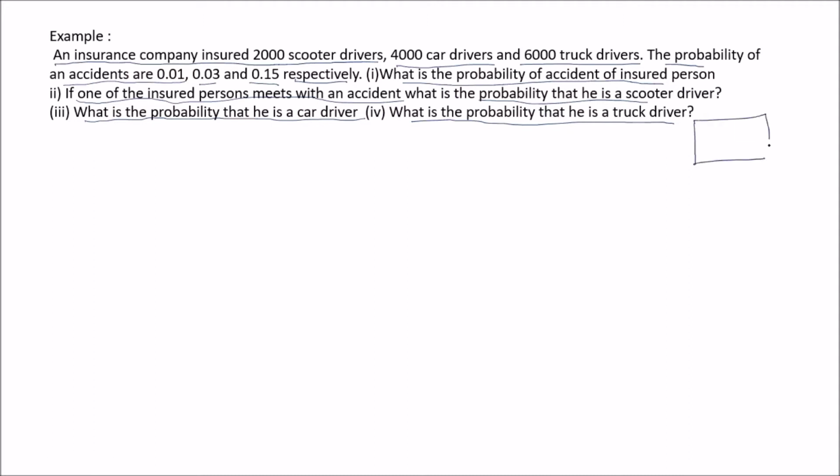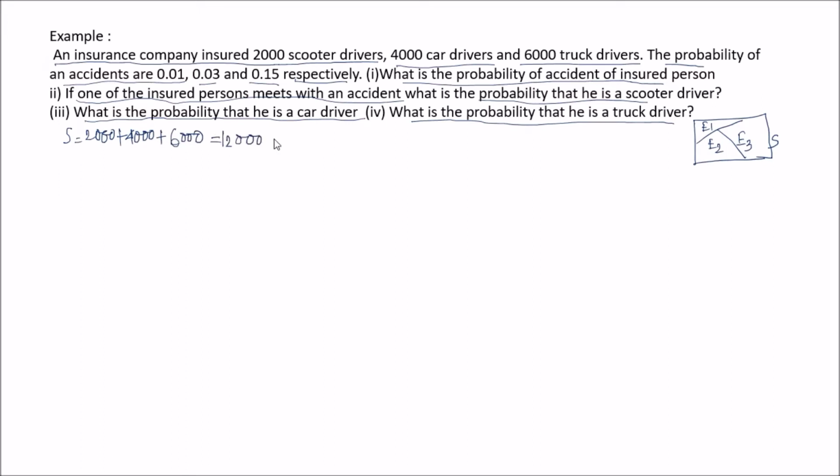So first, there are scooters, cars, and trucks. We will take them as events E1, E2, E3, and they make up the sample space, that is the total vehicles. So what will the total vehicles be? 2000 plus 4000 plus 6000. So the total is 12,000.